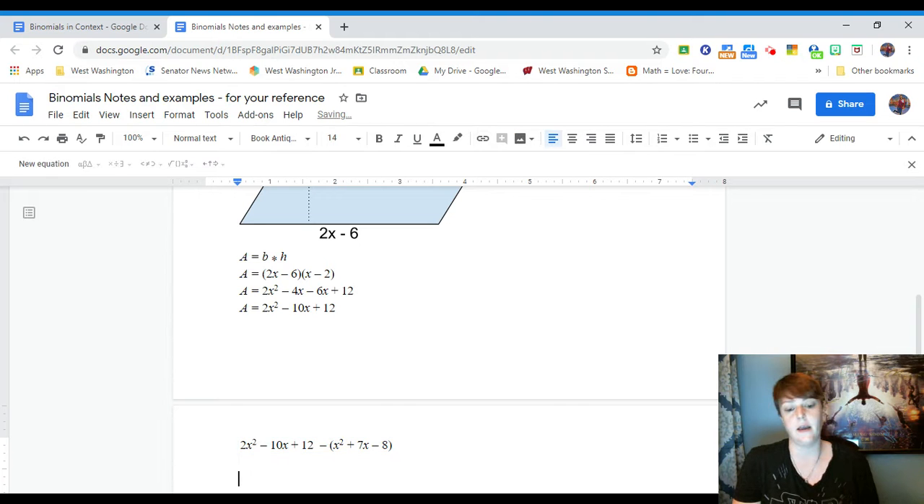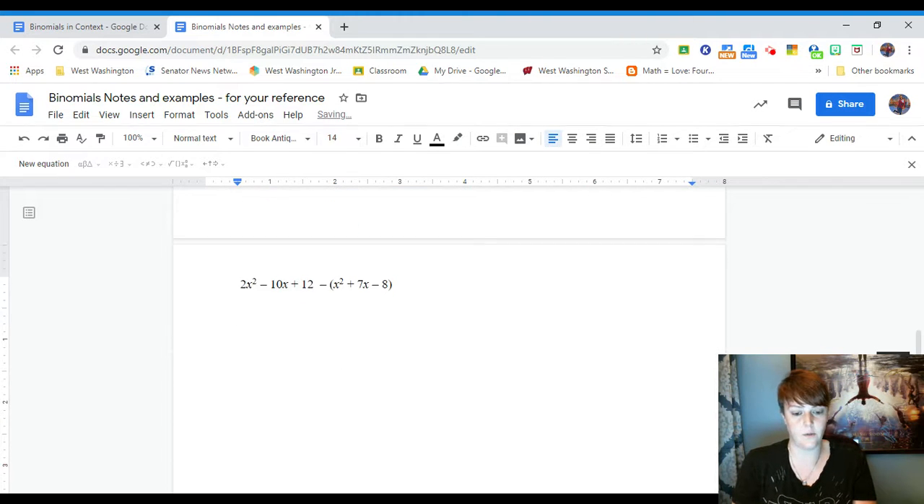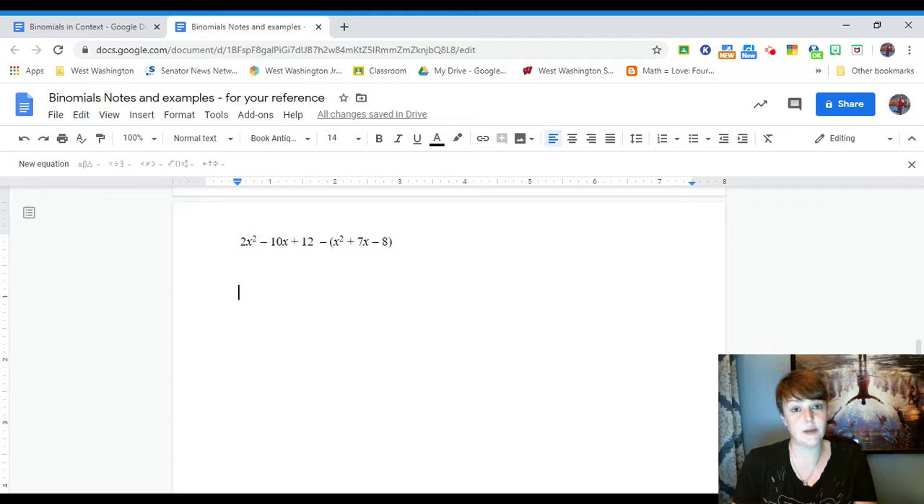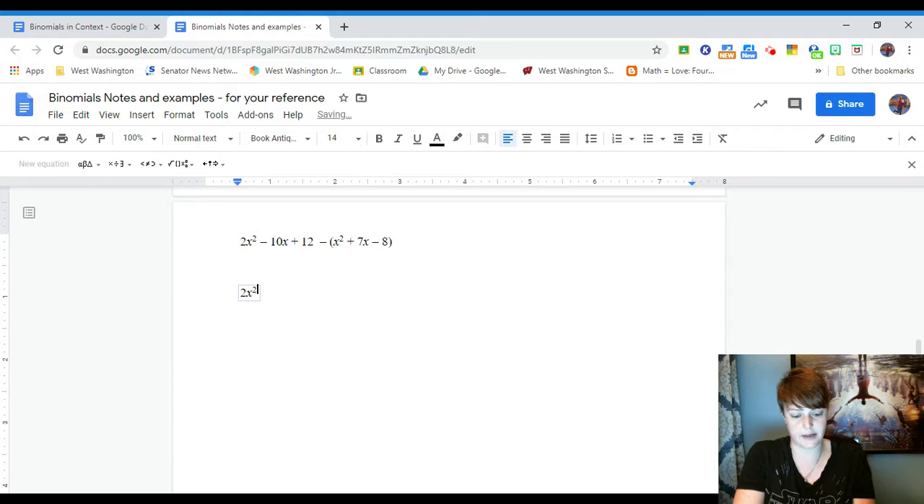There we go. If we were going to do that, then we would need to distribute this negative to every single piece over here because we are subtracting the entire trinomial. So this would be 2x squared minus 10x plus 12 minus x squared minus 7x, because negative times positive 7x, okay? And then plus 8, because again, distributing this negative makes a positive. And then we would just combine our like terms.